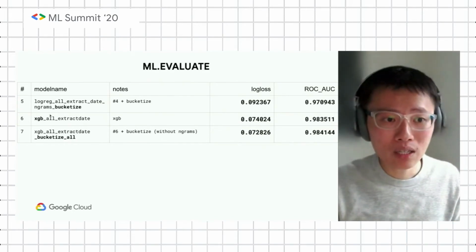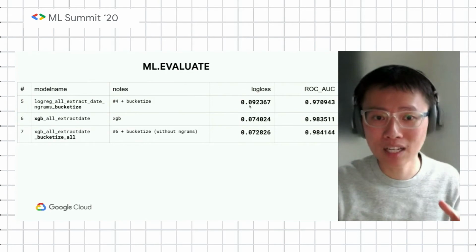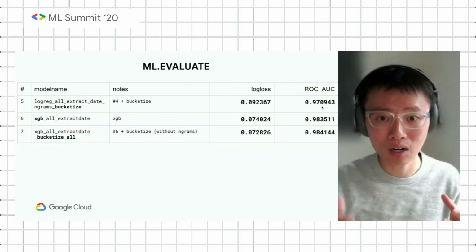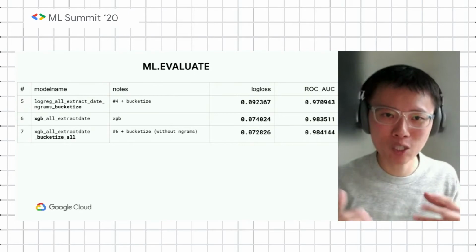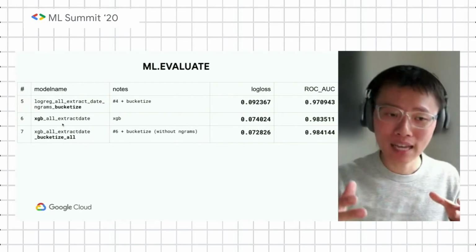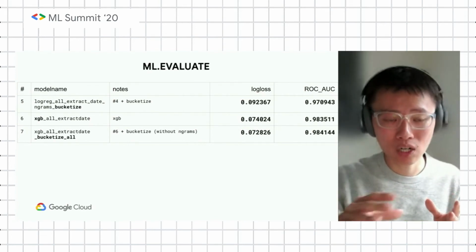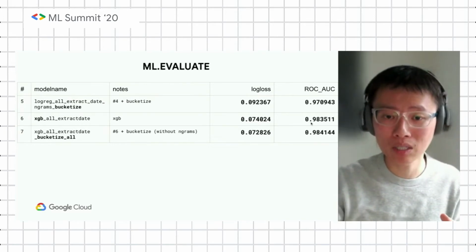The very best logistic regression model from before was this very first row. So we had 0.09 in terms of log loss, and then 0.97 in terms of ROC AUC. And you can see there's a dramatic improvement by switching over to XGBoost. So in row 6, I've used XGBoost by just extracting the date and using all the other features to train the model. And here I've improved my log loss as well as my ROC AUC.